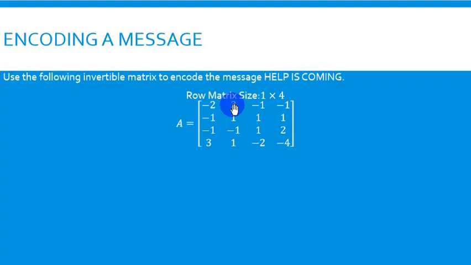Let's have one more example of encoding a message. This time we have to encode the message "help is coming" with row matrix sizes of 1 by 4 and with the 4 by 4 key matrix. Pause the video and try to see if you'll be able to do this one.